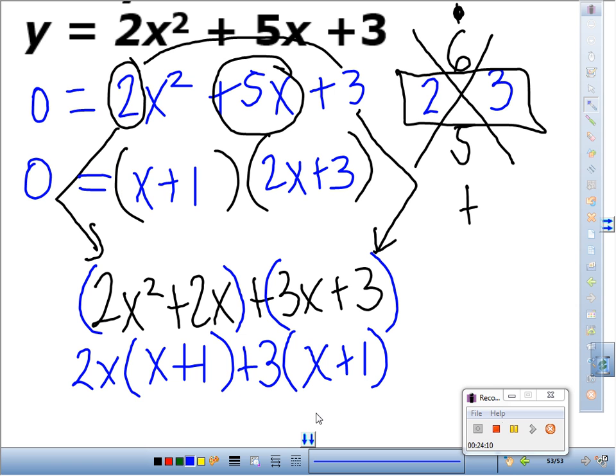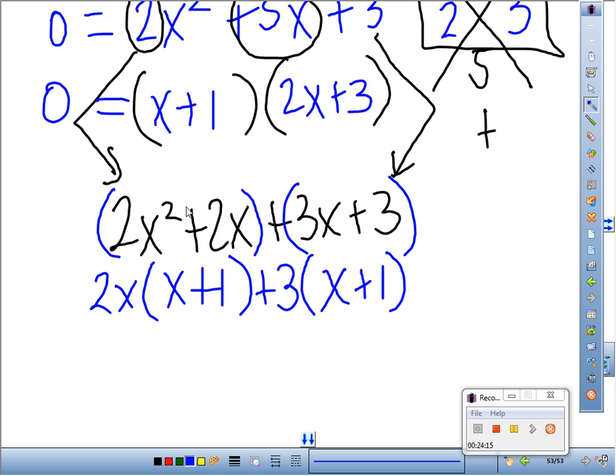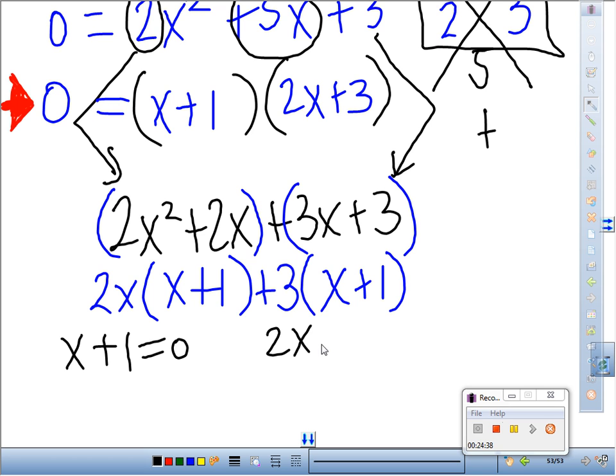Pass it to someone else, please. Alan, we're at this point right here. What do we do from there on our sequence for solving quadratic equations? X plus 1 equal to 0. What else? 2x plus 3 equal to 0, and we solve, right?